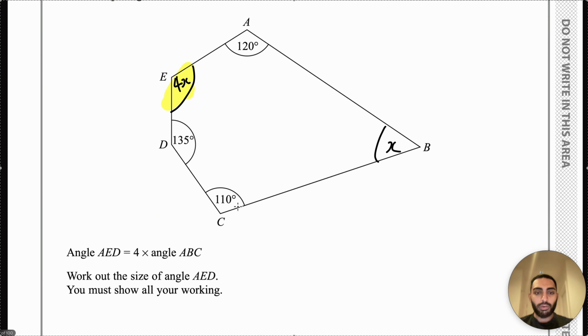So how could we find out interior angles? We're going to need to use our formula for total interior angles, which is 180 multiplied by n minus 2, where n is the number of sides.